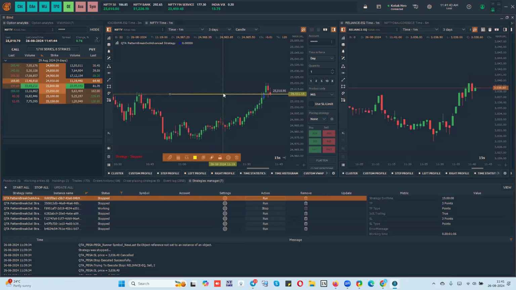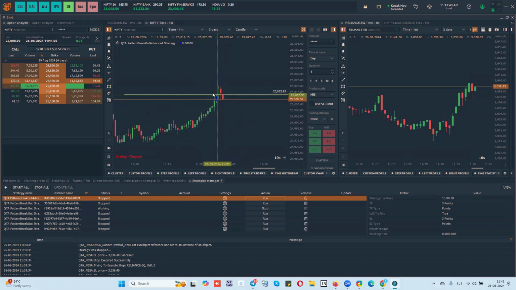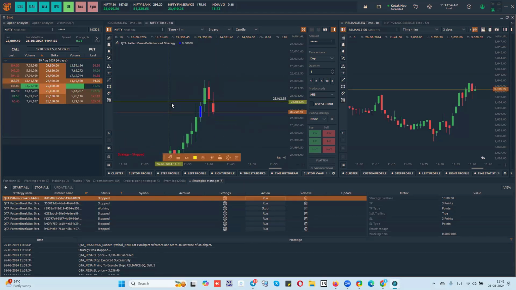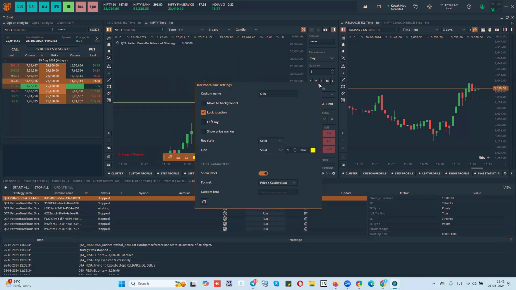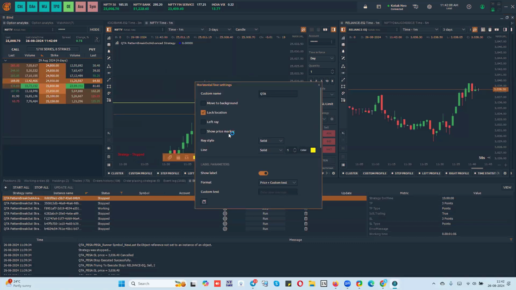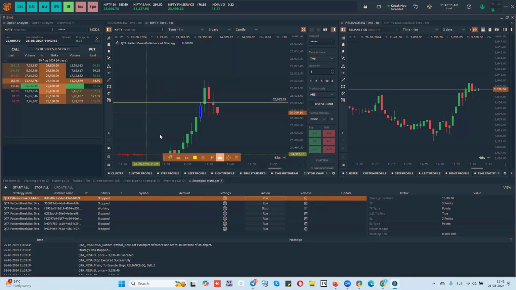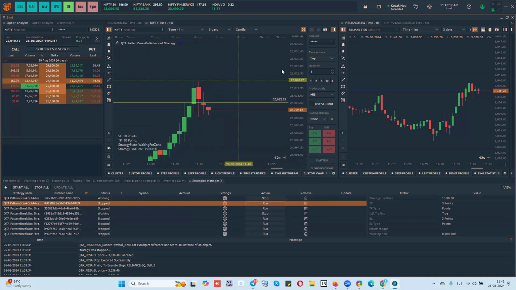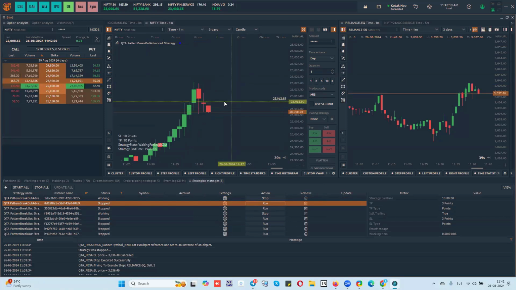I unlock this and probably move the horizontal line slightly higher. Let's see where it goes. And lock the location. So the strategy is working now. And what it will do on a breakout of the upside is buy the call option.